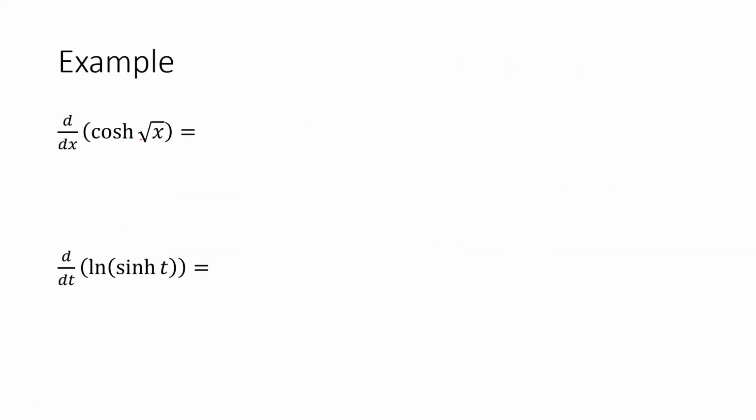So the derivative of hyperbolic cosine of the square root of x. Well, we saw the derivative of hyperbolic cosine is hyperbolic sine. And in this case, we've got the square root of x in there. So then we'll just multiply by the derivative of the square root of x, which we know is 1 over 2 square root of x. So it'll be hyperbolic sine of square root of x over 2 square root of x.